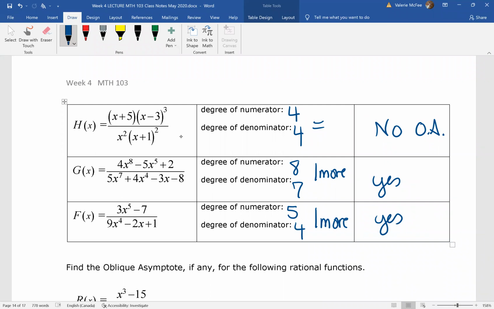In the next lecture, we're going to look at how to find the oblique asymptote.